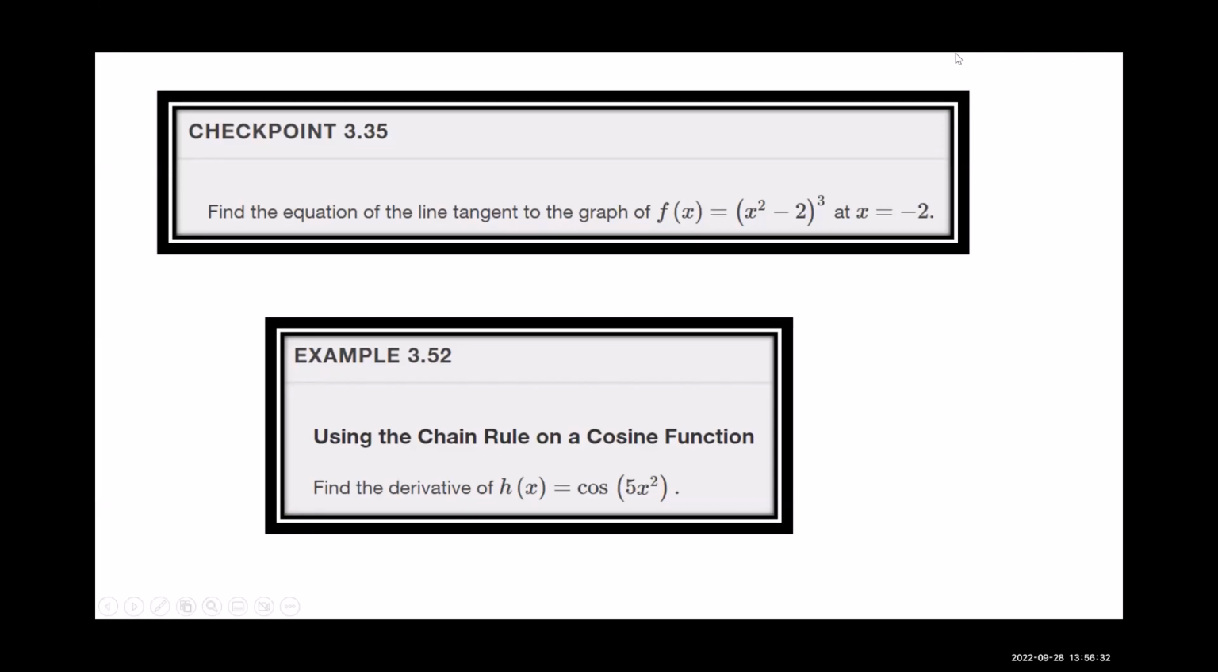All right, so this is more of the chain rule, but I like the top one because it requires you to find the equation of a tangent line. So that's an extra step. And then the other one just kind of looks at where we have to think about the derivative of cosine.